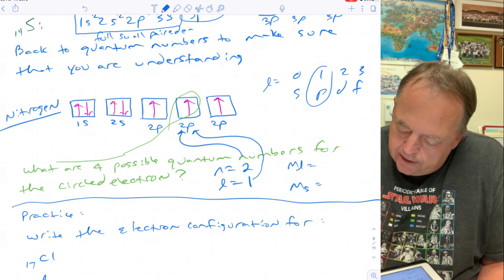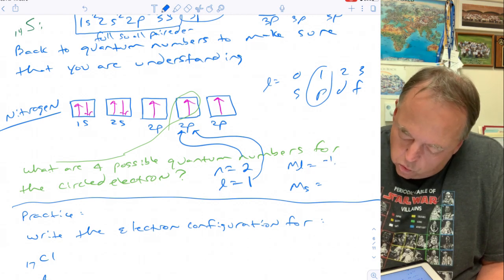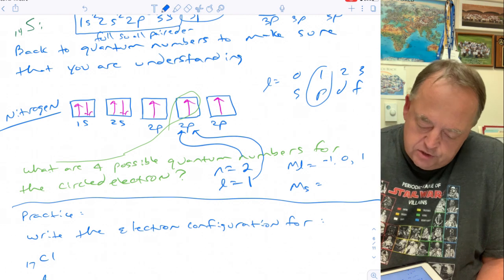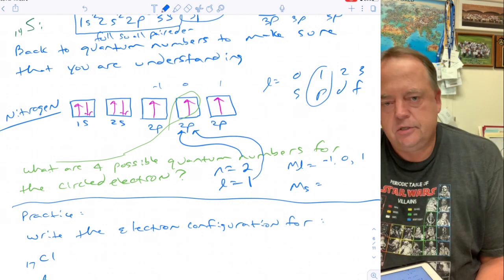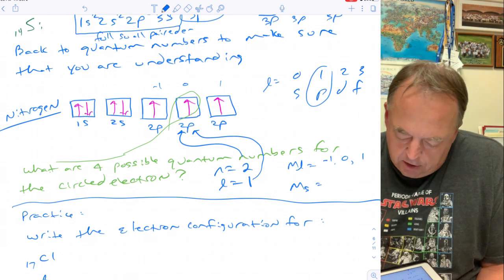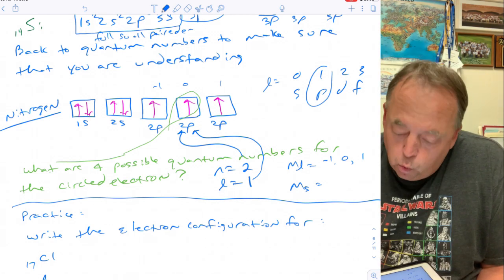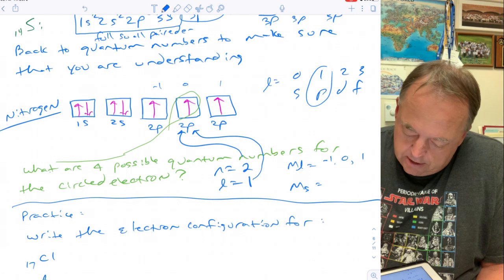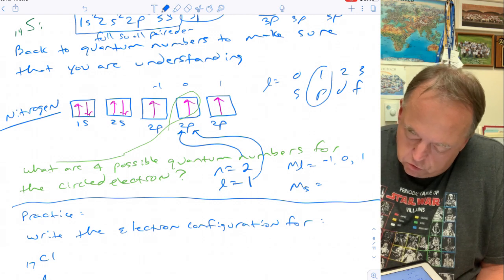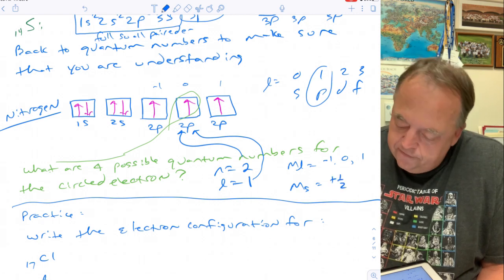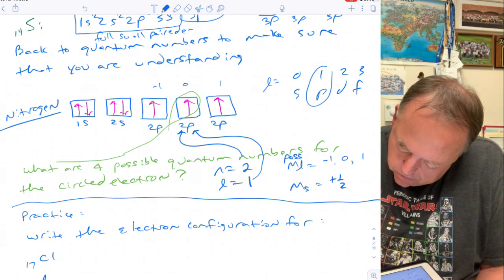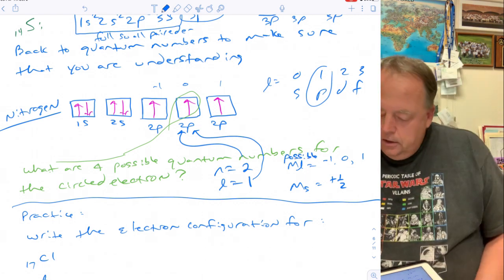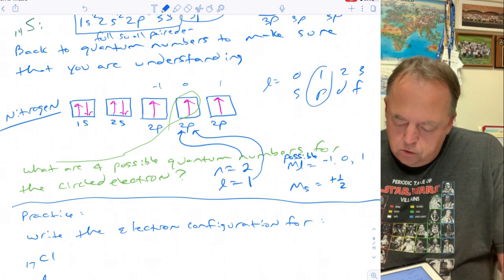So the possible values of M sub L is -1, 0, or 1. So one of these is -1, one of these is 0, one of these is 1, right? So it's one of those 3 numbers. And then M sub S is equal to plus 1/2, right? Okay, so that would be the 4 quantum numbers.